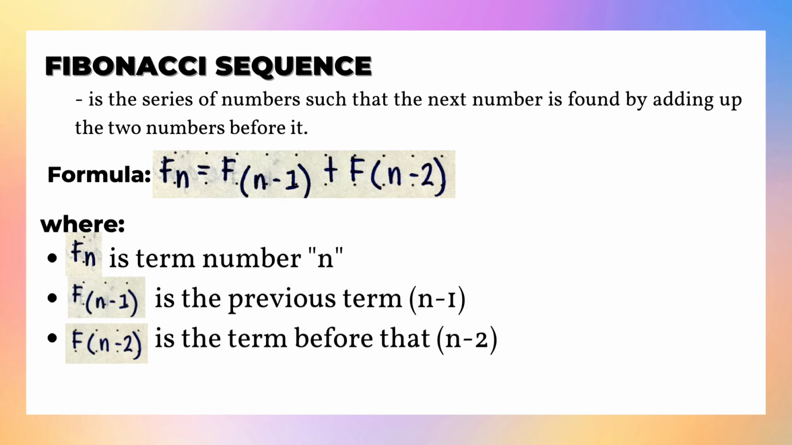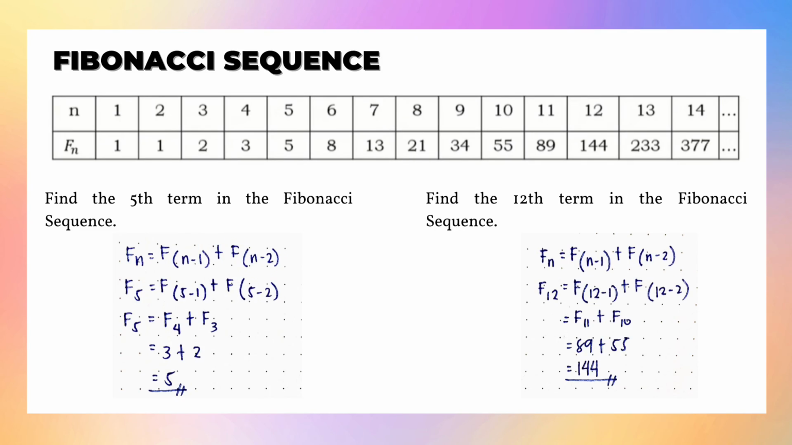Let's proceed. So, Fibonacci sequence is the series of numbers such that the next number is found by adding up the two numbers before it. So, here we can make use of this formula. F sub n is equal to f sub n minus 1 plus f sub n minus 2, where f sub n is term number n or the position in a given term, f sub n minus 1 is the previous term, and f sub n minus 2 is the term before that. So, yung naka-table, ayan yung first 14 terms sa Fibonacci sequence. And ayan sa baba ng table, may dalawa tayong examples dyan and I will be explaining it.